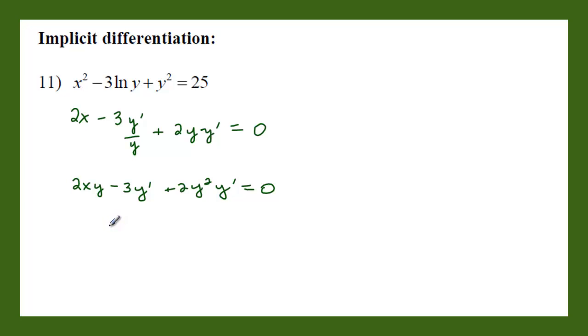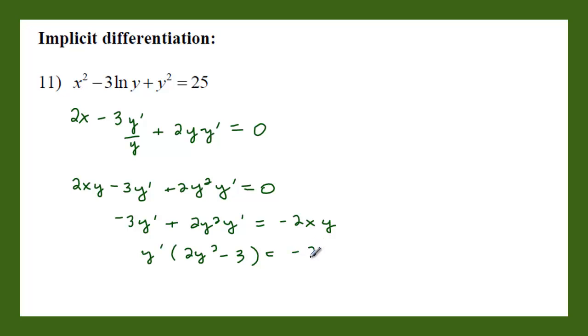Okay, now anything that does not have a y prime in it, we want to move that over to the right hand side. So on the left hand side we're left with negative 3y prime plus 2y squared y prime, and that's going to be equal to negative 2xy. And now we'll go ahead and factor out the y prime. So on the left hand side we have y prime times, I'm going to flip these terms around, 2y squared minus 3, and then on the right hand side we still have negative 2xy.